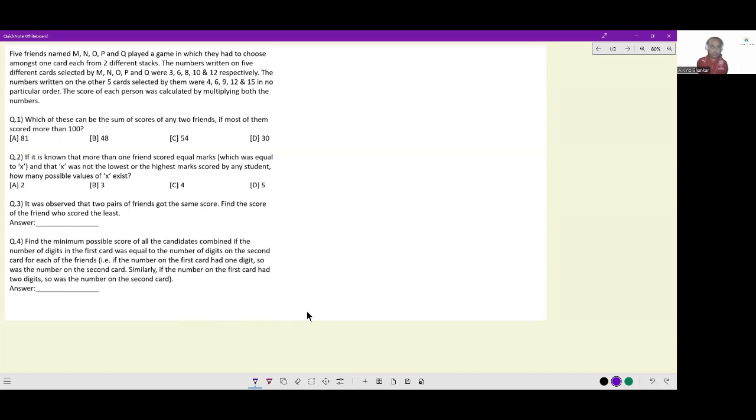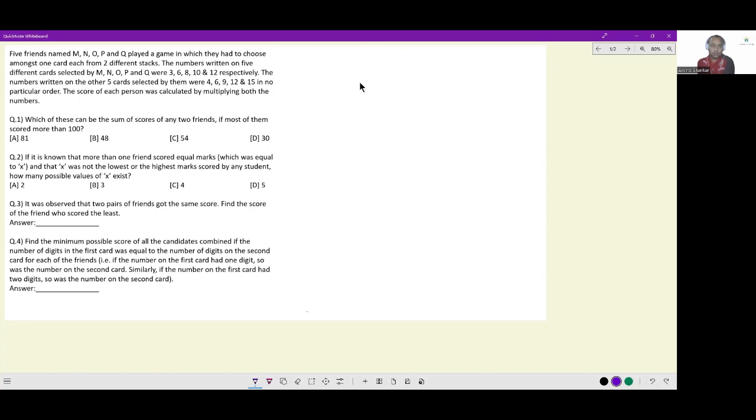Let's look at this set. Five friends named M, N, O, P, Q played a game in which they had to choose one card each from two different stacks. The numbers written on the five cards selected by M, N, O, P, Q were 3, 6, 8, 10, 12 respectively. The numbers written on the other five cards selected by them were 4, 6, 9, 12, 15 in no particular order. The score of each person was calculated by multiplying the numbers.